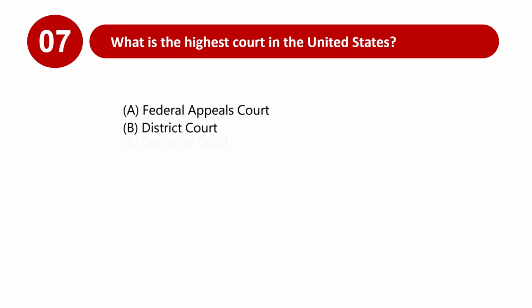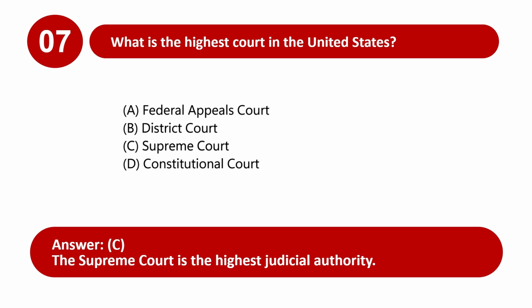What is the highest court in the United States? A. Federal Appeals Court. B. District Court. C. Supreme Court. D. Constitutional Court. Answer C. The Supreme Court is the highest judicial authority.